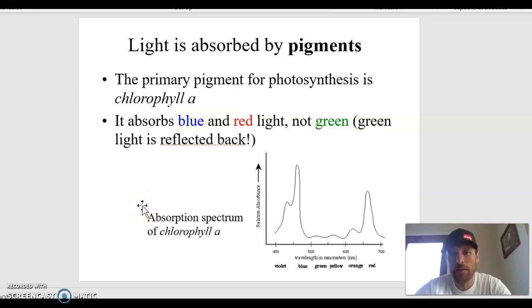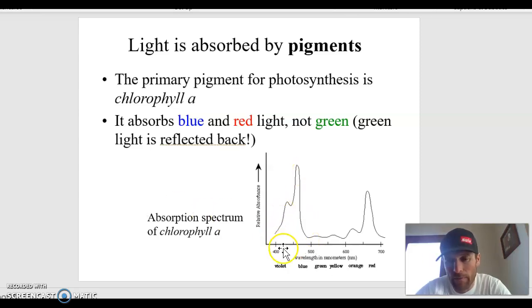So how do plants do it? They absorb the light from the sun by pigments, and you probably have heard of a pigment called chlorophyll. So chlorophyll absorbs the light from the sun, mostly blue and red. And the reason why we see green as the primary leaf color is that's the light that's reflected back.